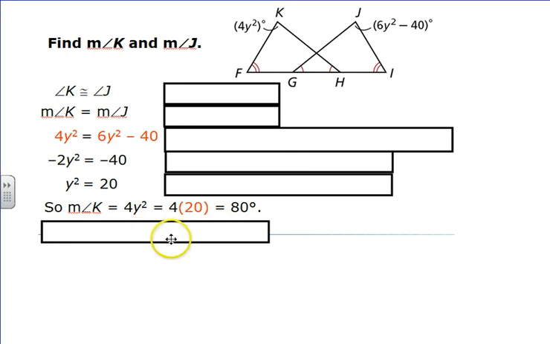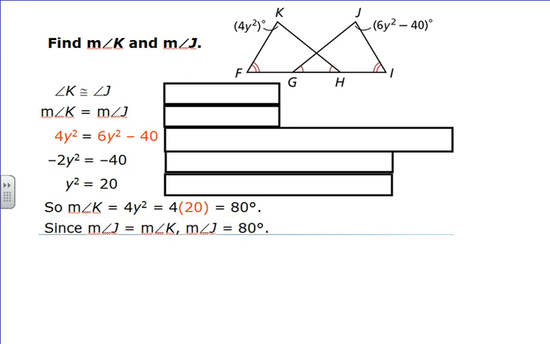And so the measure of angle K is 4 y squared. Since y squared equals 20, look at that. They didn't even take the square root. They just substituted 20 for y squared. That's nice. And you have an angle that equals 80, which means J equals 80 as well. Okay? Okay, good.